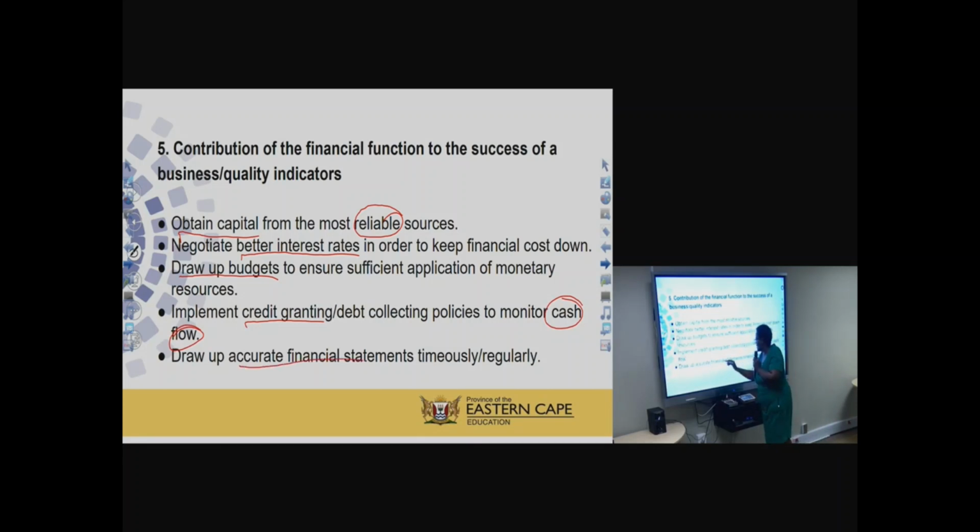You must be able to draw accurate financial statements, timeously and regularly, so that when the management or whoever, the stakeholders, shareholders, whoever, want to make use of the financial statements, they are able to interpret them because you've prepared them in the proper way.